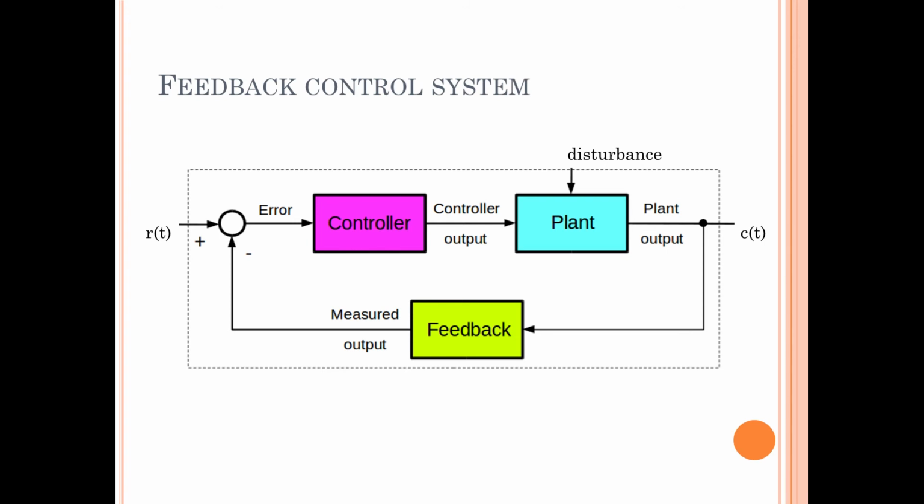And if there are some disturbances, then the disturbances are added to the plant of the system, and next we get the output from the plant. Now a portion of this output C(t) is used as the feedback, and it goes to the error detector, and this error becomes the algebraic sum or difference between R, that is the reference input, and this feedback. So this is the complete feedback control system.